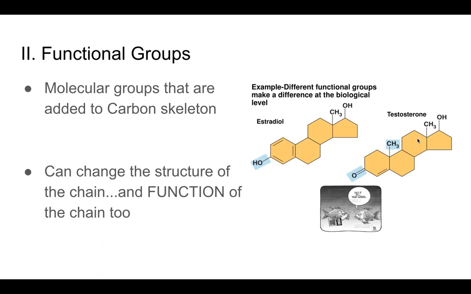And I'm sure that you have perhaps heard of estrogen in females and testosterone in males, and how they really do function very differently in the development of primary and secondary sexual characteristics. And so just a tiny little change of these side functional groups changes the overall structure of the molecule. So again, another great example of how structure determines function.